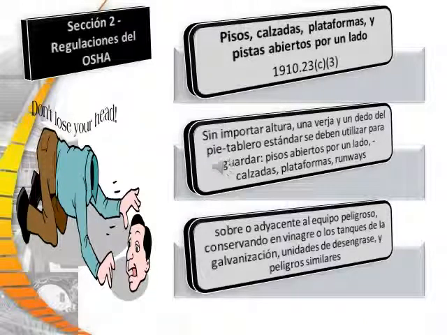Open-sided floors, walkways, platforms, and runways, regardless of height, must be guarded by a standard railing or toe board. Open-sided floors, walkways, platforms, and runways adjacent to dangerous equipment, pickling or galvanizing tanks, degreasing units, or similar hazards must be guarded.